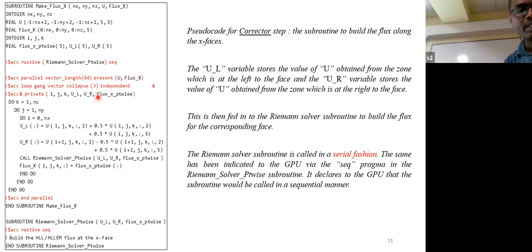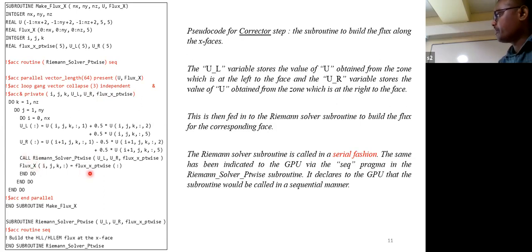And then we have the pointwise, the zone-wise private variables I, J, K, UL from the left side of the face, and UR from the right side of the face, on which we are computing the flux, and we compute the flux with the pointwise or cell-wise subroutine.